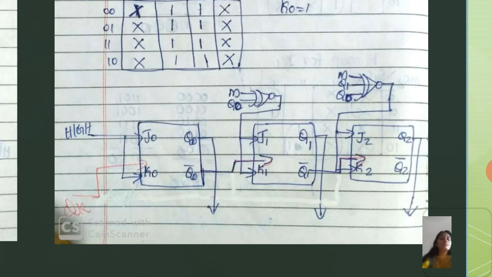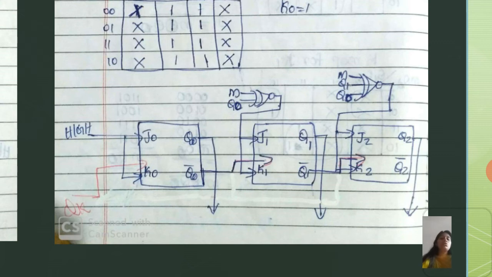Considering J2 and K2, you have to do the XNOR operation for M, Q1 and Q0. This is what is done here. The result is moved to J2 and K2 as well. You are getting the result of Q2 as output. There are no other flip-flops.